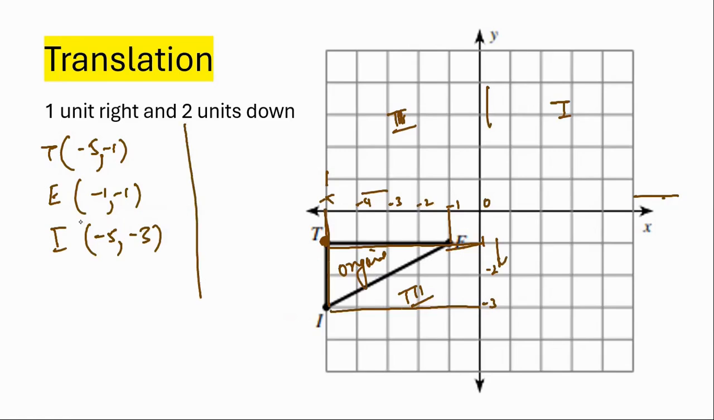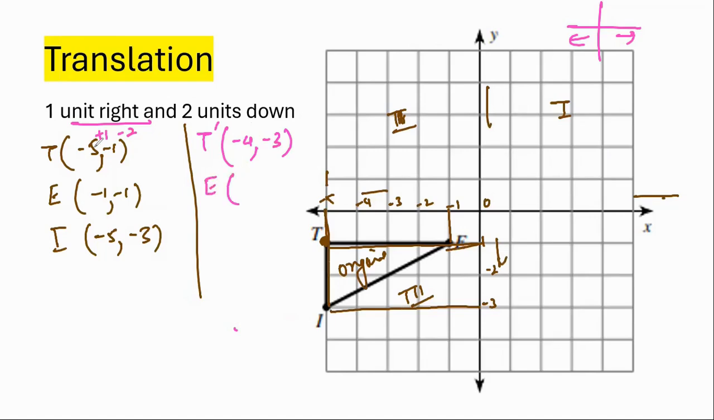Now, when we are talking about the transforming shape, what are they saying? They are saying 1 unit right. As we are moving right or left, it means we are changing something in the x-axis. If we are moving up and down, that means we are changing something in y, right? So here 1 unit right, right means plus. So we are adding 1 to the x. We can't write T, it will be T dash, the new one. So I'm adding 1, -5 plus 1 is -4. And I'm doing 2 units down. Down means negative, so I'm subtracting 2. So -1 minus 2 is -3.